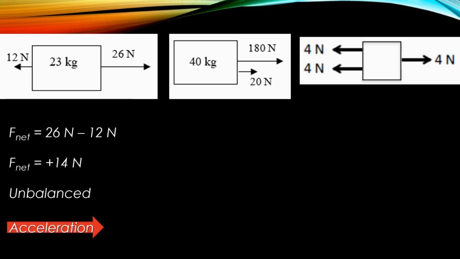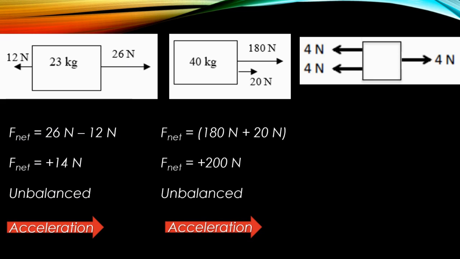Now in the second one, we have two forces acting to the right, and we don't have anything acting to the left. Since we have two forces acting to the right, we're going to add those together. So 180 newtons plus 20 newtons gives us a net force of positive 200 newtons. So we have an unbalanced force to the right, which means our acceleration is to the right.